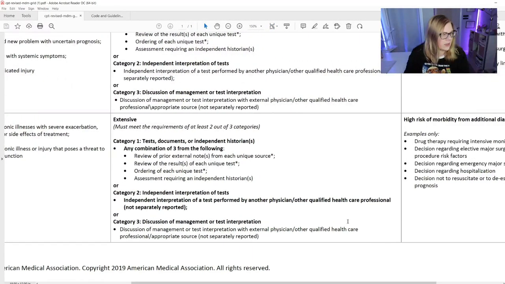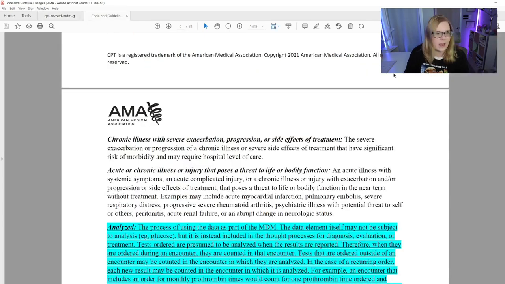So if we're looking at this element and we want to see if we meet it, we would need to meet this extensive level of data reviewed. We have to meet at least two out of these three categories, meaning this is category one, this is category two, this is category three. So we could meet this or this or this, two of these three. For category one, we would need any combination of three of the following: a review of prior external notes from each unique source, a review of the results of each unique test, ordering of each unique test, assessment requiring an independent historian. And you can find those definitions again on that guideline page here.